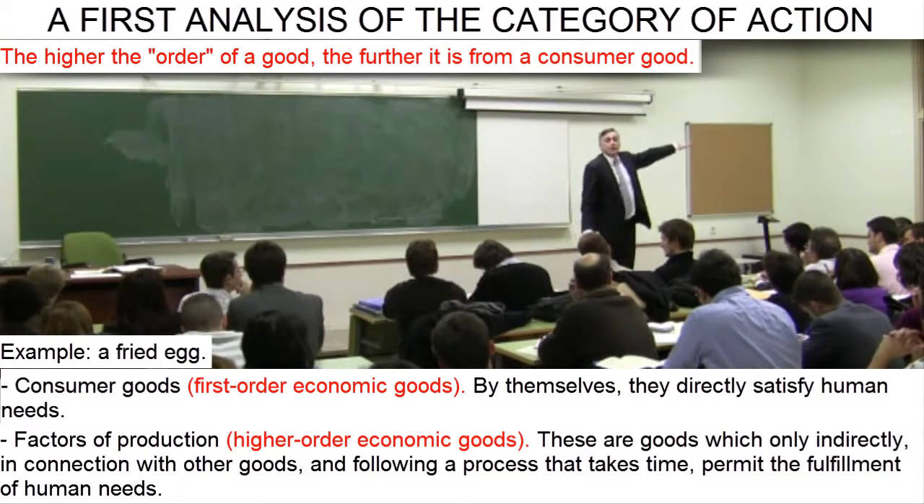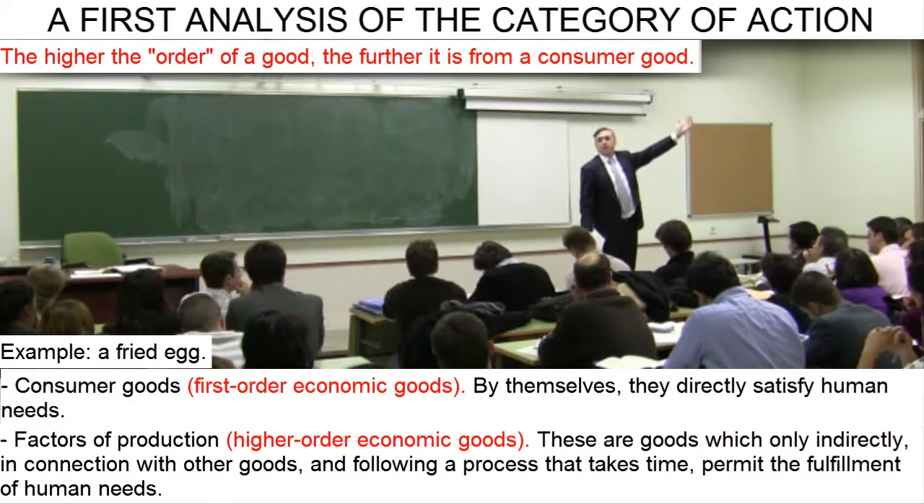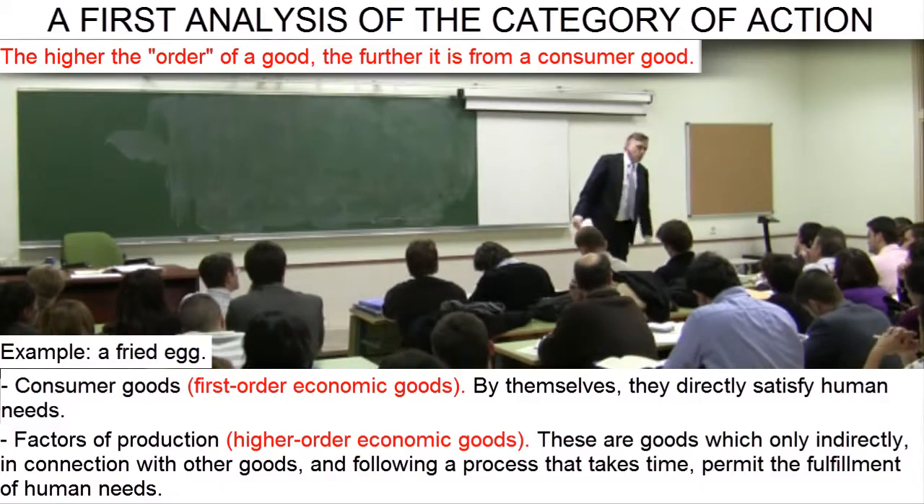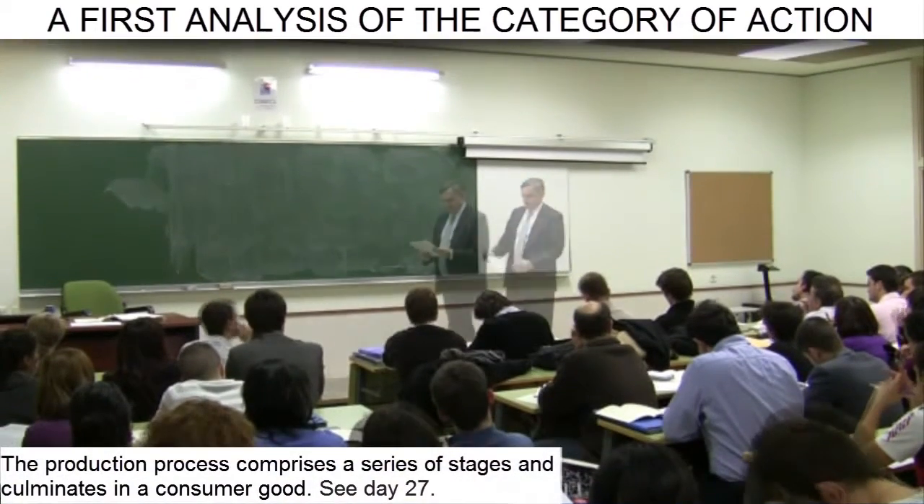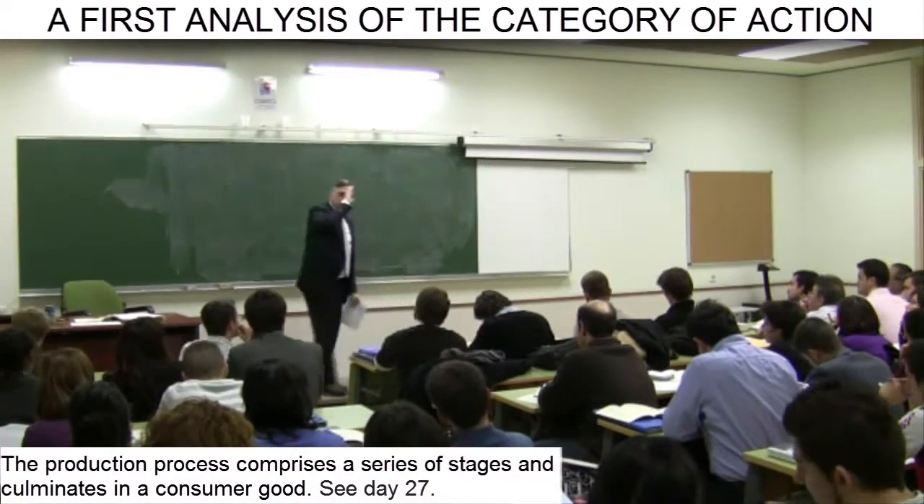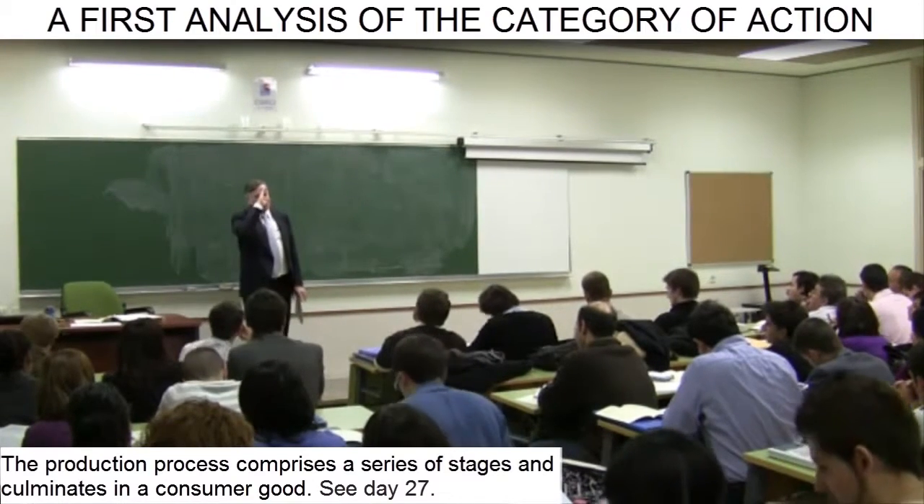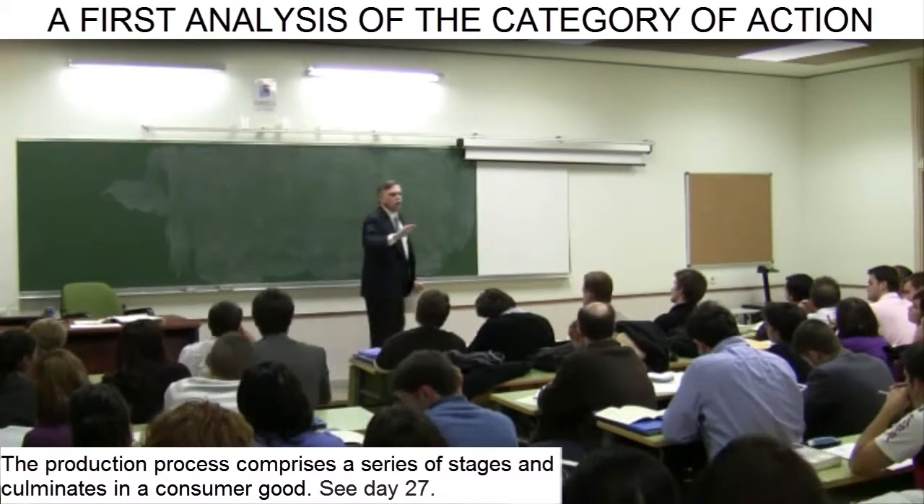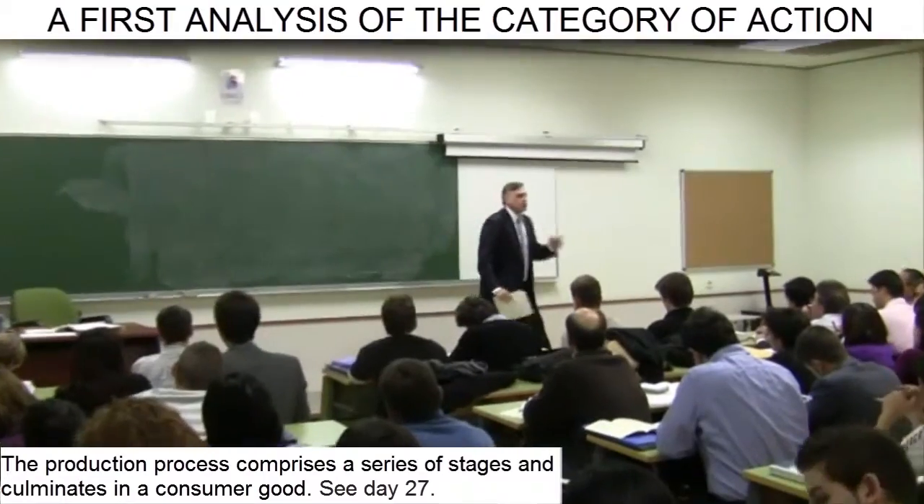recently extracted iron ore at the mine entrance, before the ore is taken to a blast furnace and converted into steel. It's very important that you grasp this philosophy of the production process as a set of successive stages, in each of which goods take the form of economic goods of a different order.